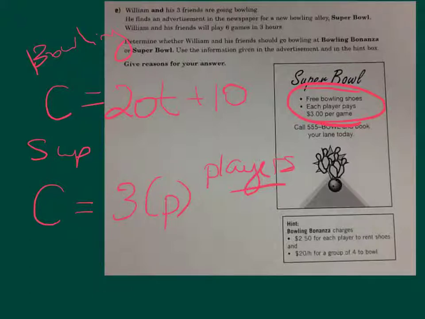Now they do ask me to compare whether they should go bowling at Bowling Bonanza or Super Bowl, but I know that William is playing 6 games and he has 3 friends. So I can now use the information about the number of friends to answer this question, and the fact that they're playing 6 games to answer using Bowling Bonanza.